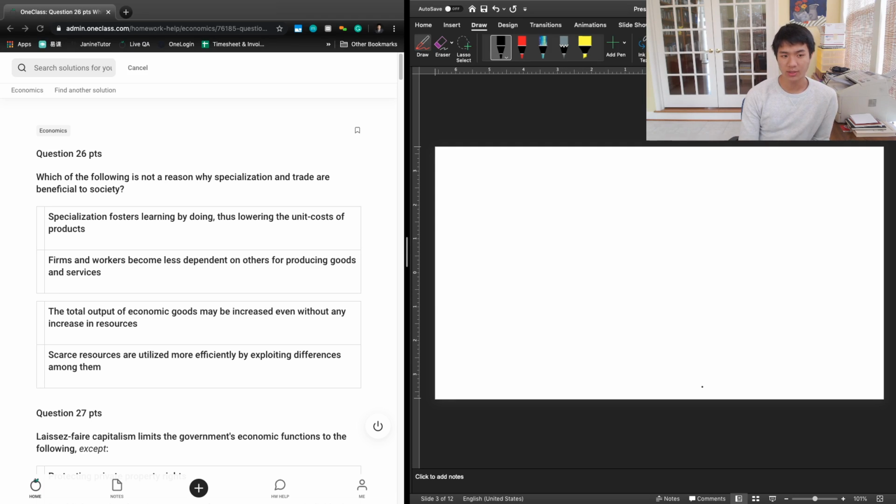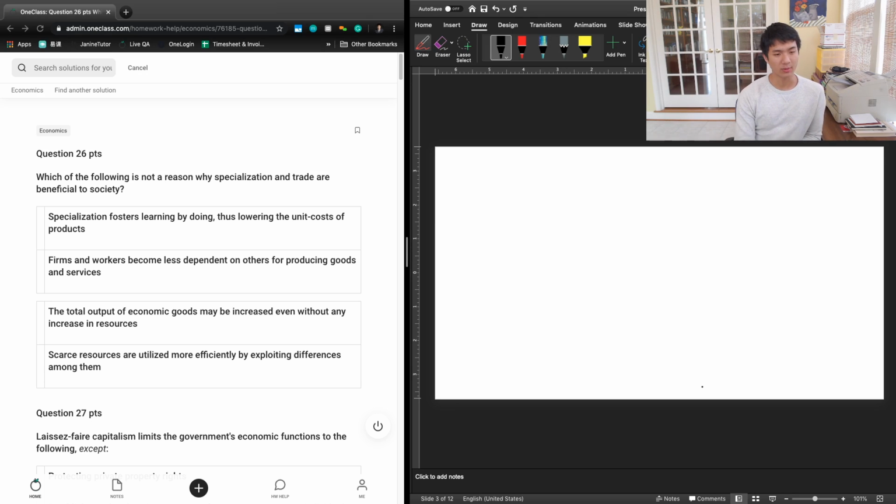Number one, specialization fosters learning by doing and lowering unit costs of products. Because specialization means workers are focusing on just one type of production, those workers will obviously get better at doing that kind of production, and that does lower the cost of production. And so that would be something that is correct, and so it's not going to be the right answer choice here. Number two says firms and workers become less dependent on others for producing goods and services.